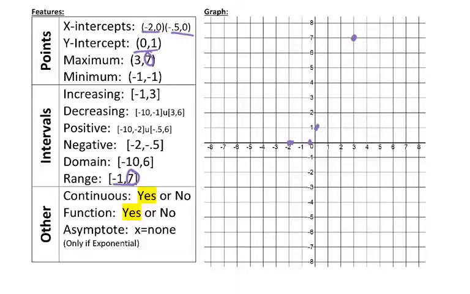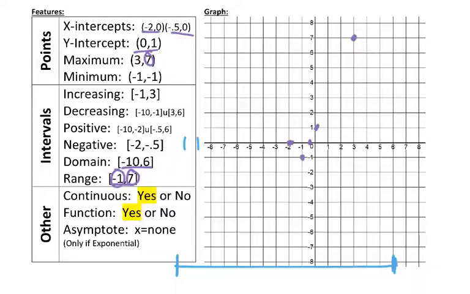Okay, our minimum, (negative 1, negative 1). So our minimum's down here. And once again, that's our lowest point. Now our domain, negative 10 to 6. So we'll actually go out here, negative 9, negative 10. So we'll go from here to positive 6. So that's where our graph should live, within that area.